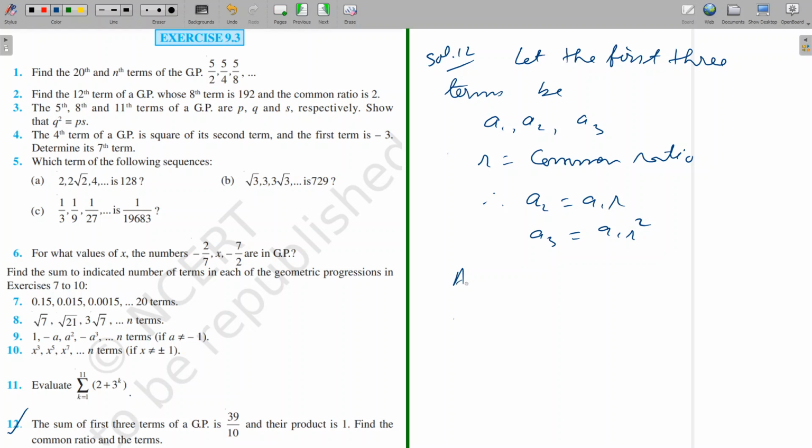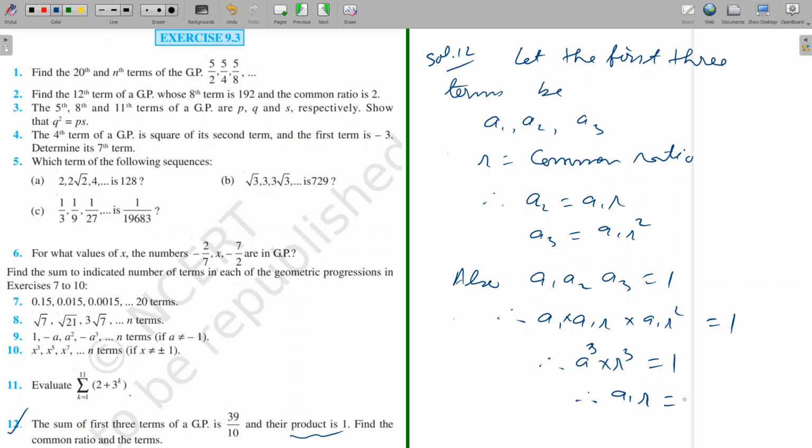Also, what is given to us? Their product is 1. That is A1 into A2 into A3 equal to 1. Therefore we can have A1 into A2, which is A1R, and A3, which is A1R square. So A1 cubed into R cubed equal to 1. So therefore we can say that A1R is equal to 1. So this result we are getting is A1R is equal to 1. So let this be equation number 1.